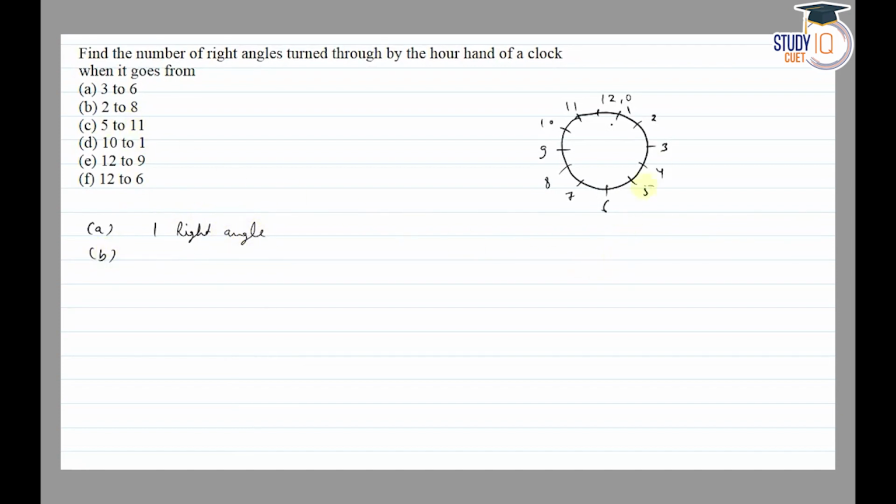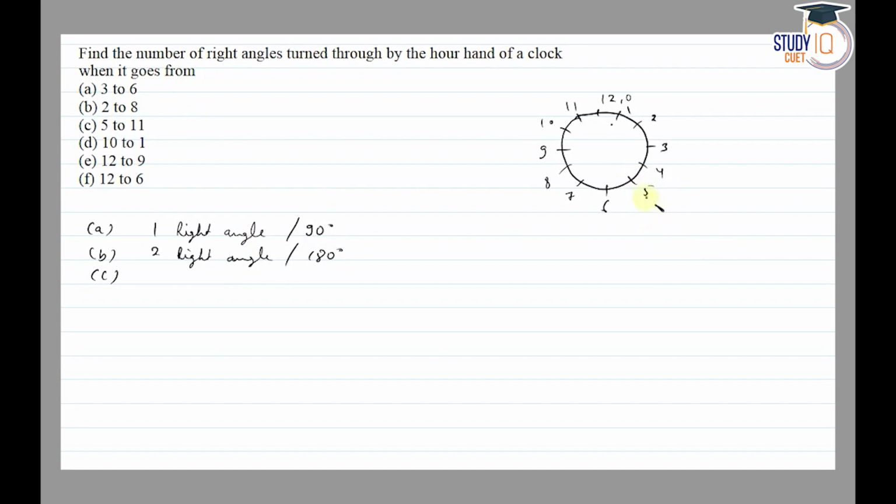Part B is 2 to 8. So 2 to 8, ये complete हो जाएगा हमारे पास 180 degree, means 90 degree plus 90 degree. यहाँ हो जाएगा 2 right angle, 180 degree.